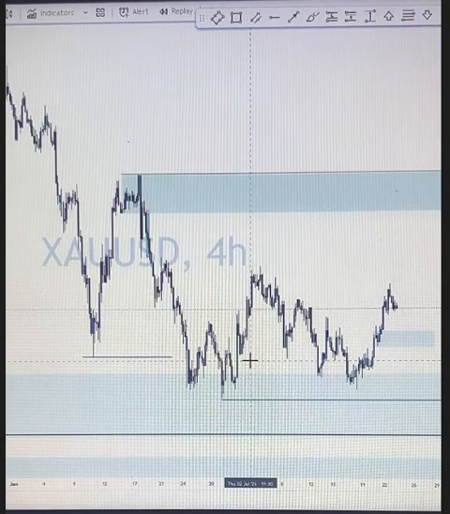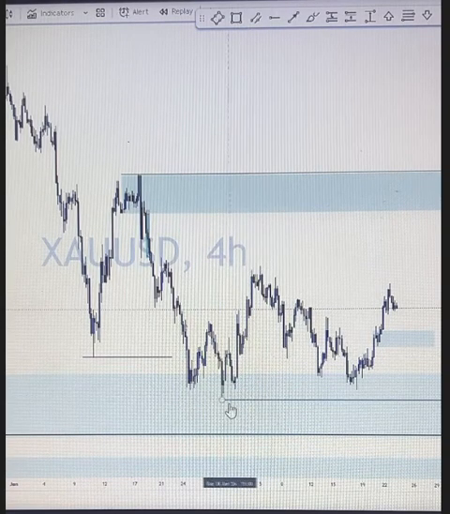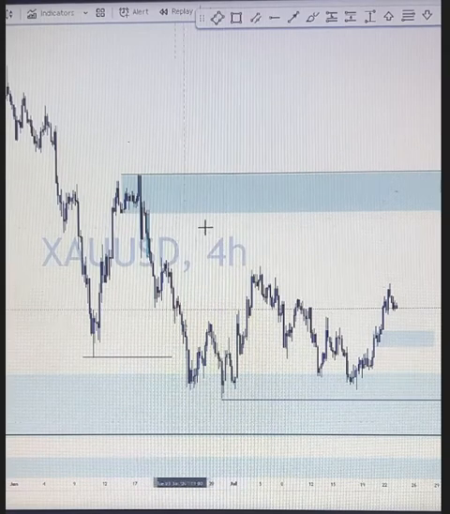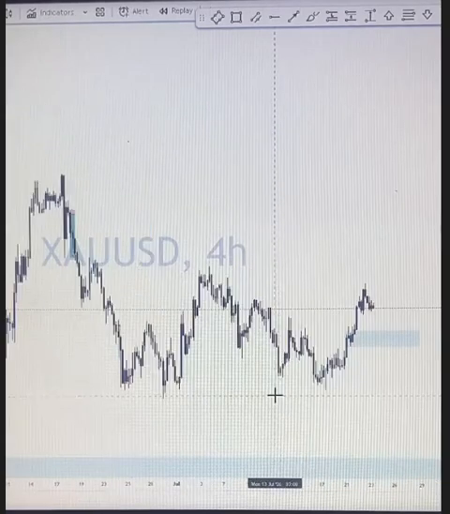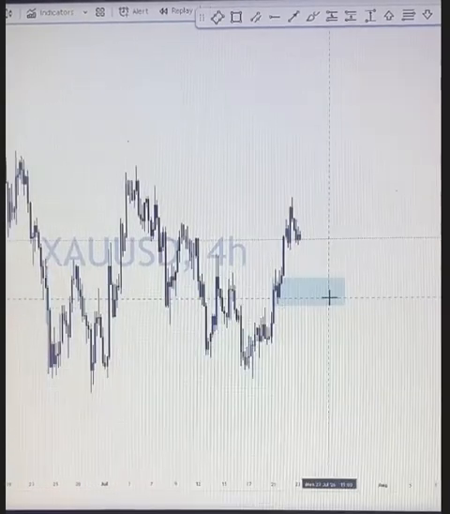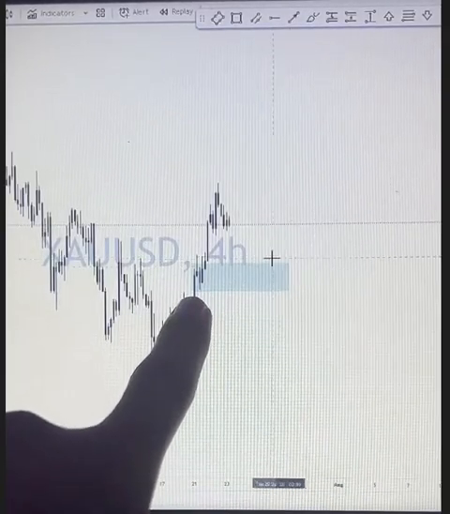Let's do the analysis together so that you can see the high probability setup we are looking for, the key levels we are looking for together. All right, Sarah said clear our chart. Thank you. First thing first, we want to clear our chart. Now, we can only leave this one here. Can anybody tell me why we are leaving this one here?